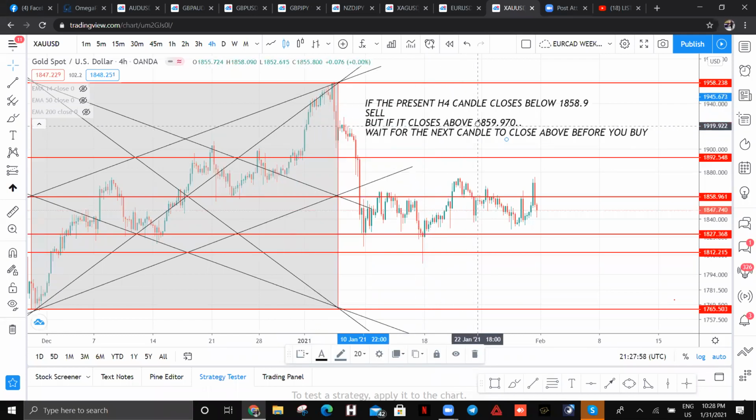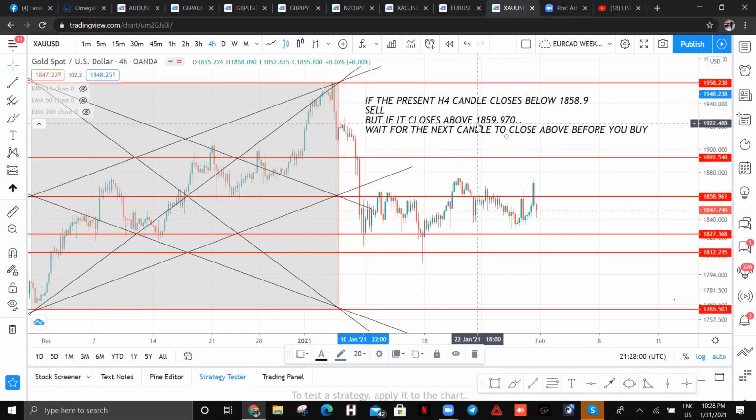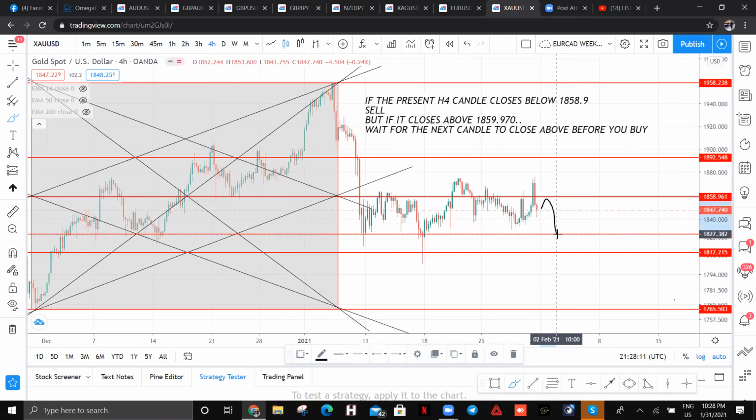So for gold, since it's below this, my bias is sell. If it closes below this, what I'm expecting is maybe the market opens and does something of this nature, you sell to this zone. But if it breaks out of it, you wait for it to close above, then you buy to this one. But for now, it's what's coming.